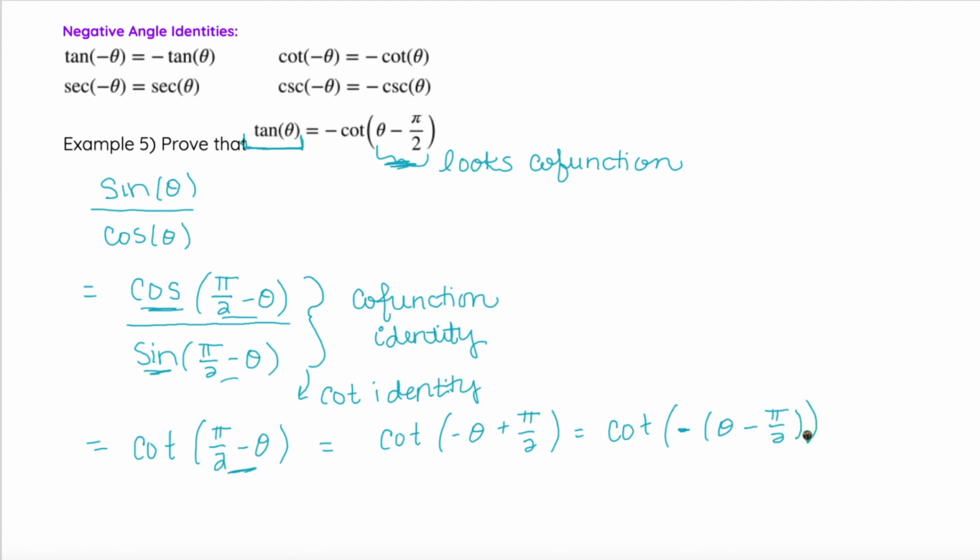So now we match underneath here and here, except I have this weird and wonky negative. But I know that with cotangent, because cotangent is an odd function, I can bring this negative to the outside, giving me a negative cotangent of theta minus pi over 2. And now our negative is out front because it's an odd function.